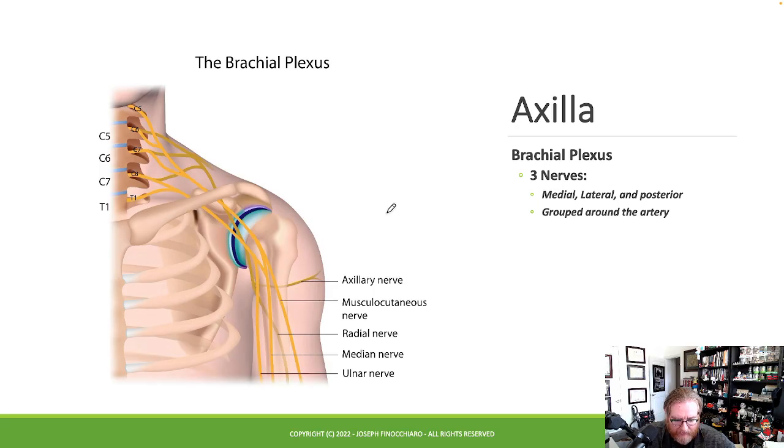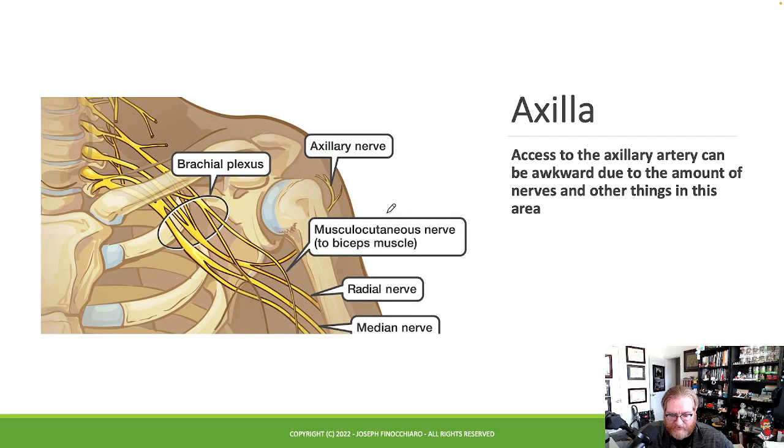Now, in the brachial plexus, you do have three nerves, the medial, lateral, and posterior. They are surrounding the artery, there to make your life miserable because you think you're raising an artery and you're not, because it's the nerve. Access to the axillary artery can be awkward due to the amount of nerves and other things in this area, let alone keeping the arm abducted.